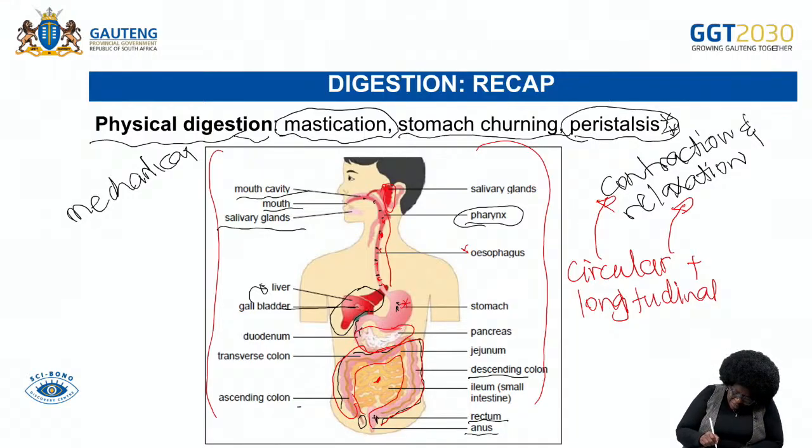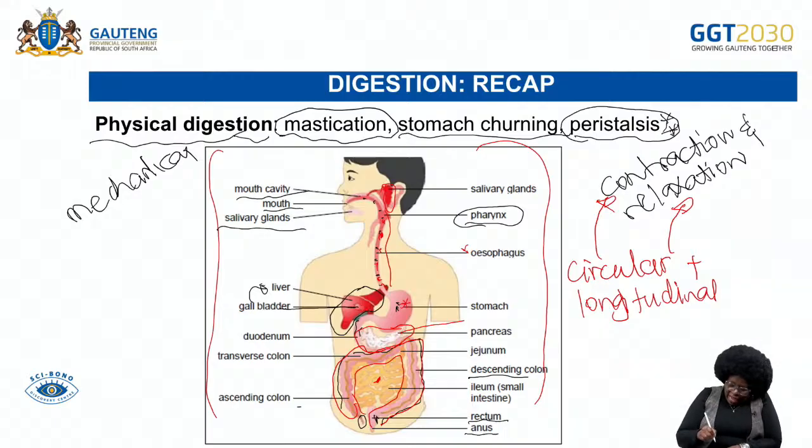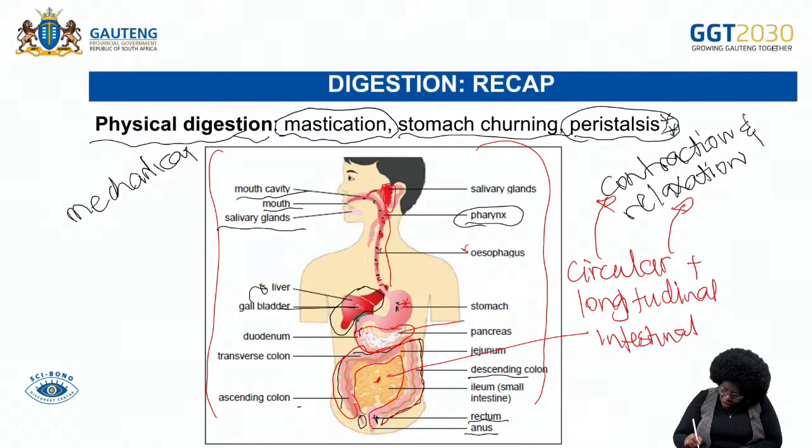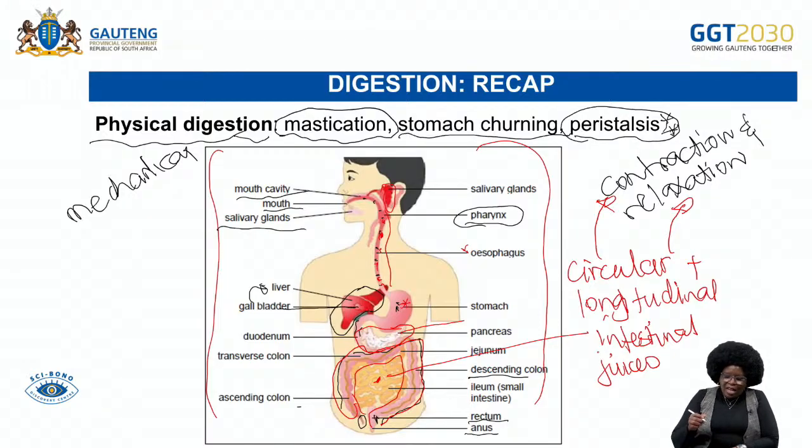In the pancreatic juice, by the pancreas, we will have enzymes, the three enzymes, and then the intestinal juices, right? All these juices contain enzymes, and the responsibility of the enzymes is to aid or help with the process of digestion, right?